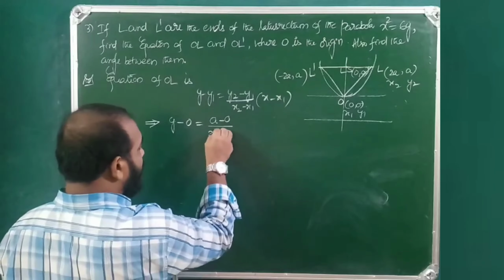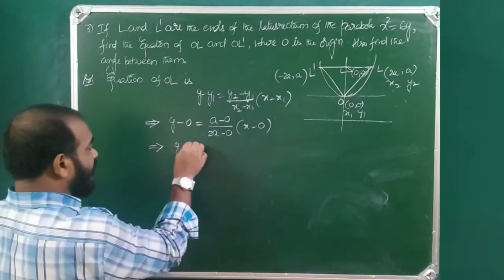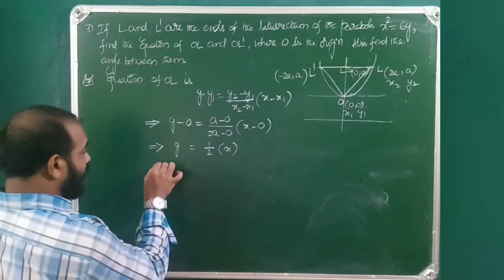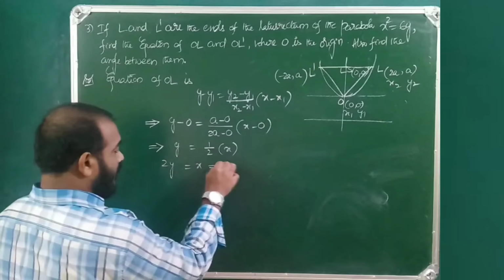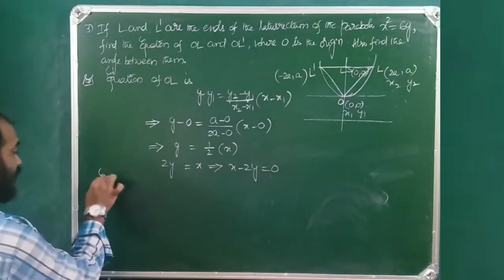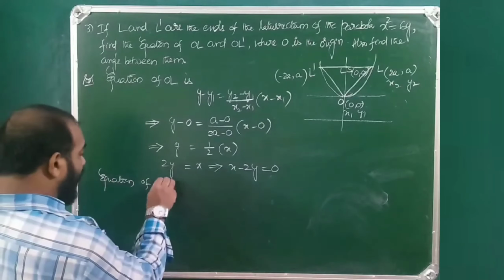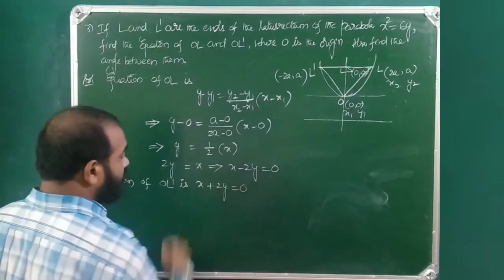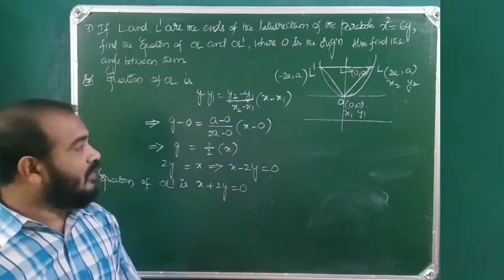This is 2a minus 0 into x minus 0. This equals y equals a by 2a, which is 1 by 2 into x. So therefore 2y equals x, or x minus 2y equals 0. And the equation of OL dash is x plus 2y equals 0. Same everything, but here we will get minus. So x plus 2y equals 0.